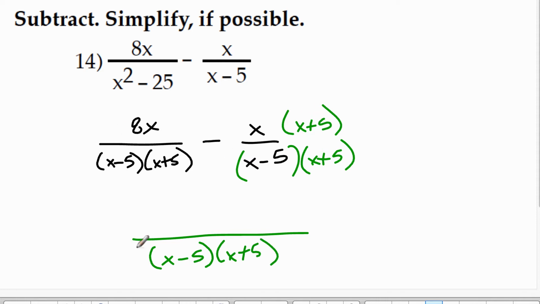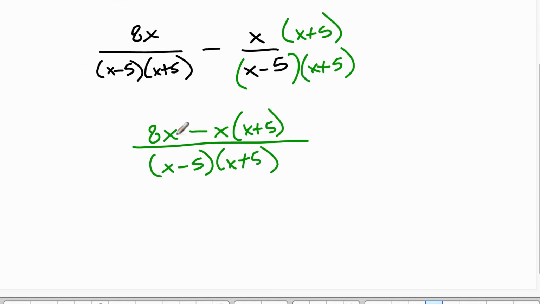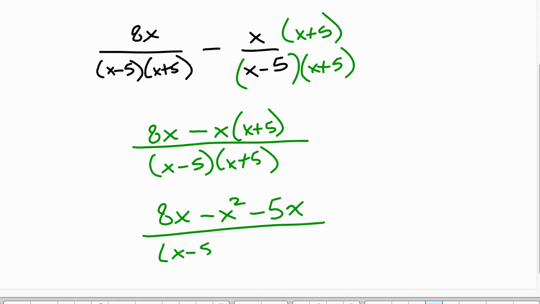And then I just write the top stuff together. So it'll be 8x minus x times x plus 5. On the top there, I should simplify that. So 8x, okay, minus x times x is a minus x squared. Minus x times 5 would be a minus 5x. All over that same thing.